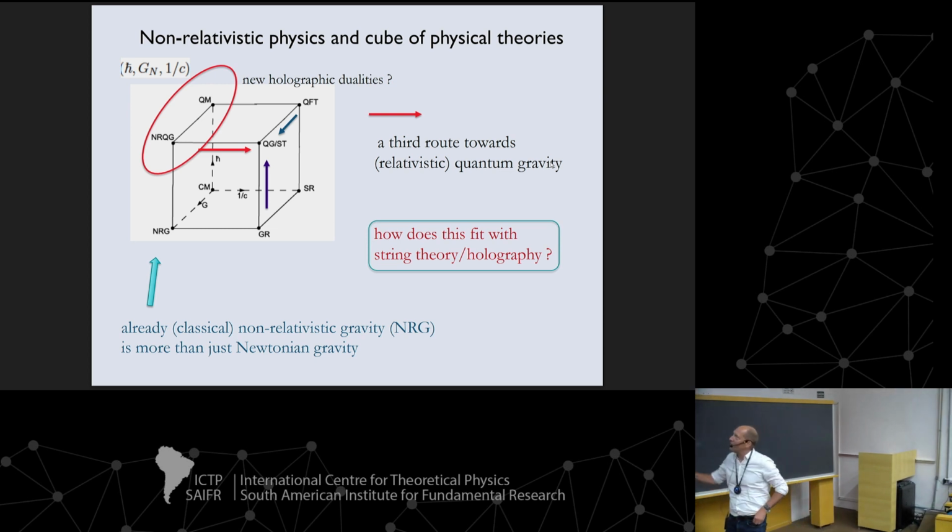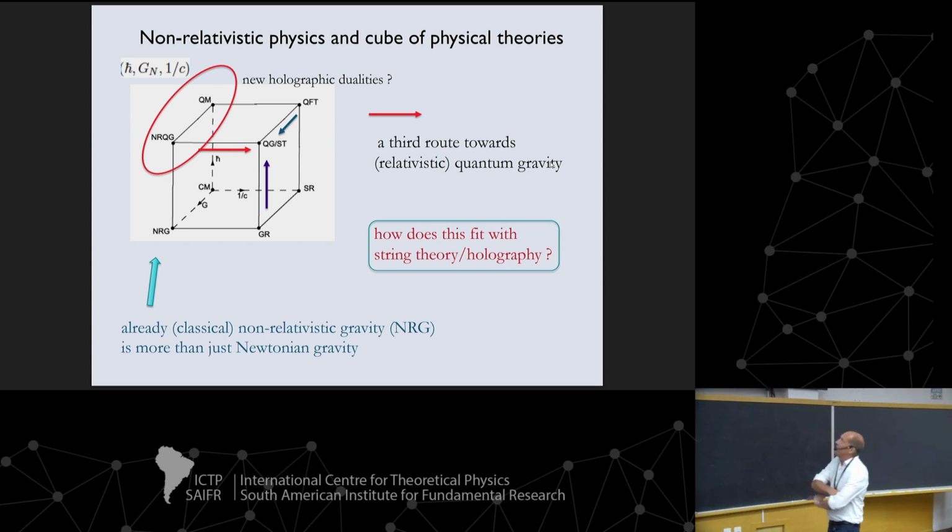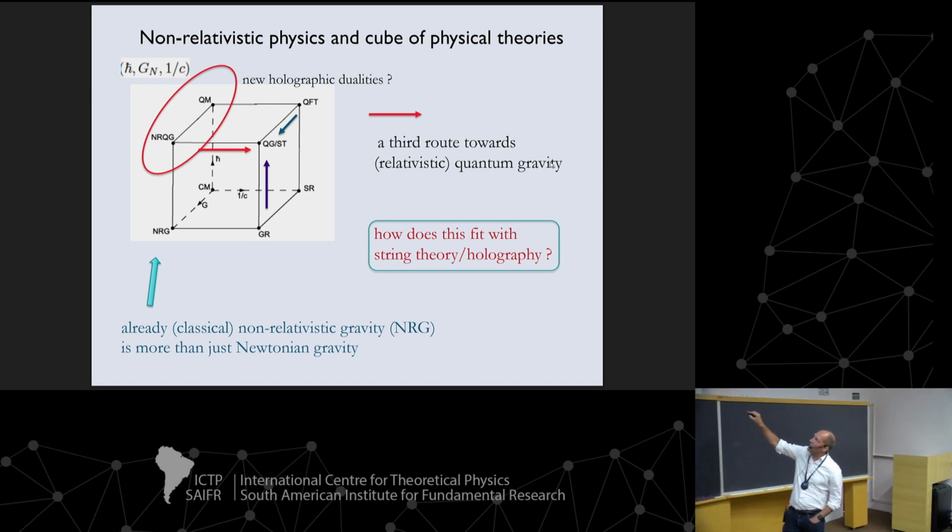But if you think about this cube, it seems there's another corner here, NRQG, and I'm not claiming to have a precise definition of it. Let's call it non-relativistic quantum gravity for now. But if you could understand this, maybe there's another third route to approach questions in quantum gravity. And also, just like we're celebrating here the celebrated AdS/CFT duality, which you can see as a duality between these two corners, likewise, this cube suggests some kind of maybe simpler duality between corners like this.